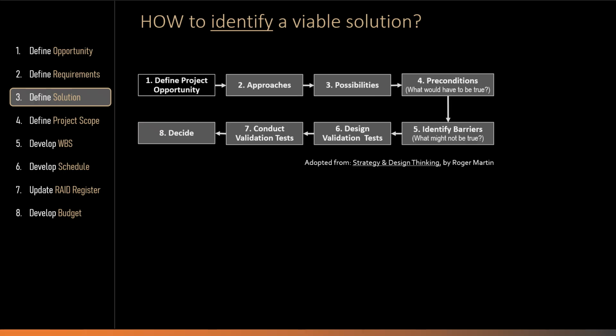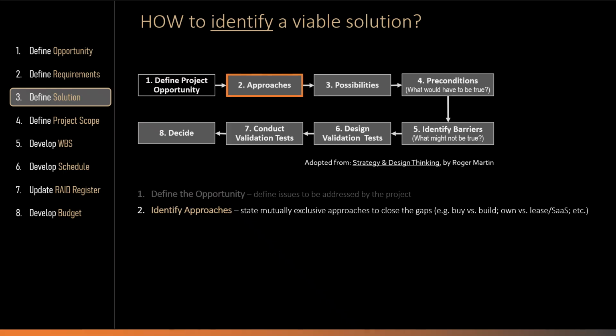The strategic problem solving method developed by Roger Martin consists of 8 steps. The first step is to define the project opportunity. The purpose of this step is to define stakeholder issues and the requirements to be addressed by the project. How to do it was discussed in the earlier part of the presentation. After the project opportunity is defined, the next step is to identify approaches that can be used to address it. For example, buy or build the solution, own the solution or lease it as a service, and so on.